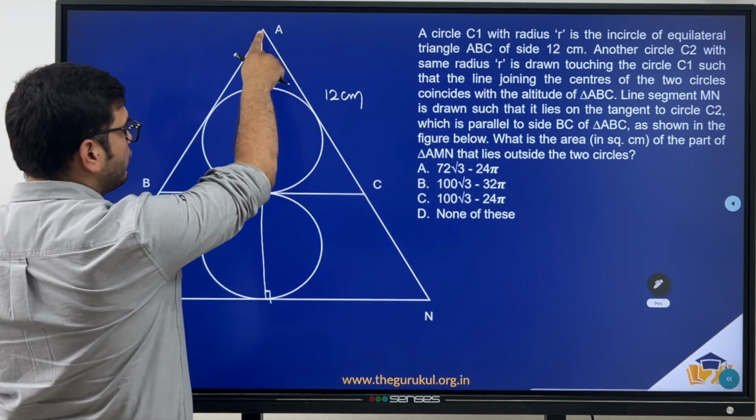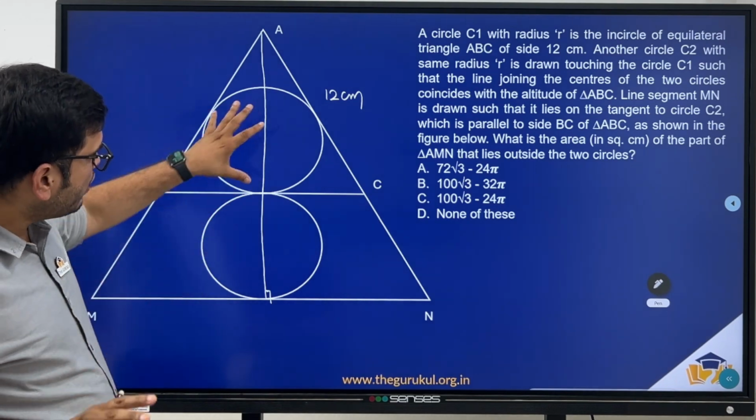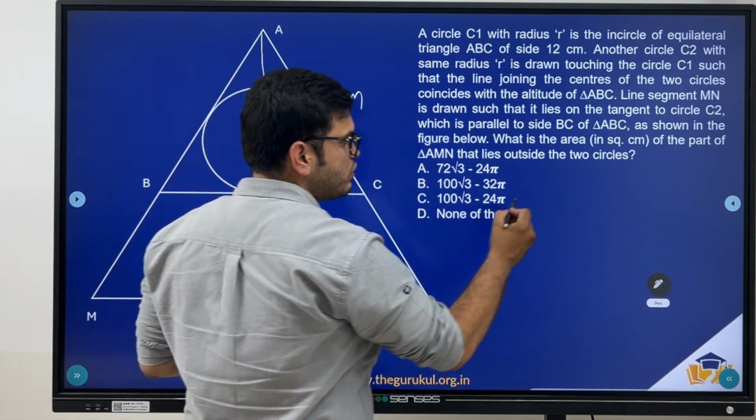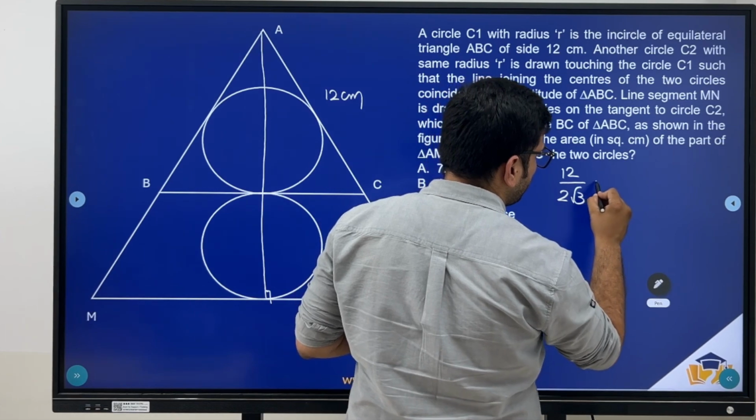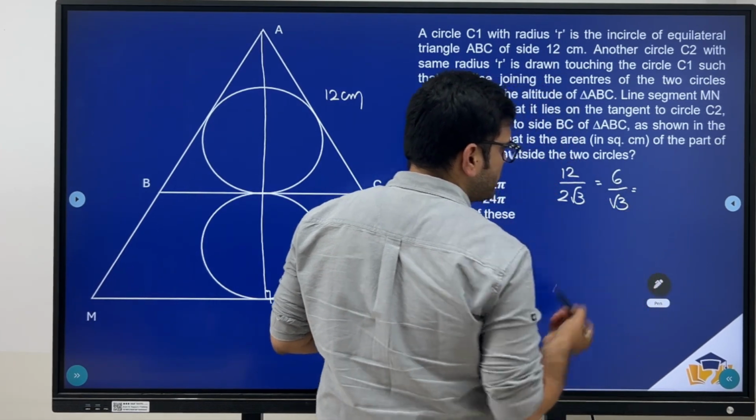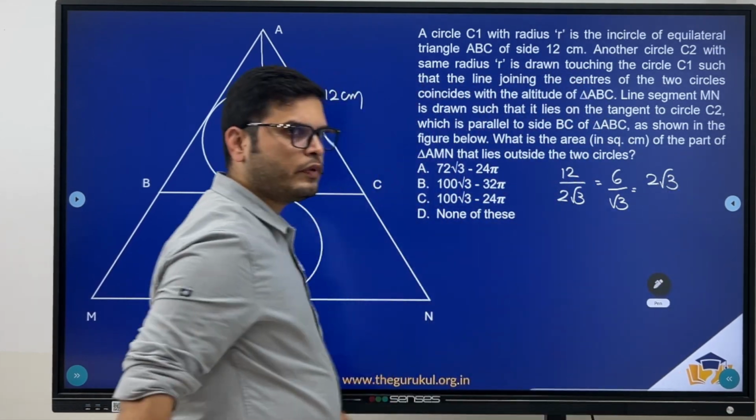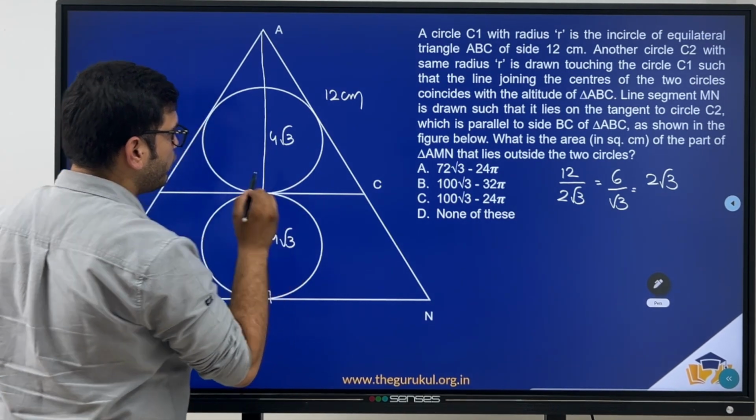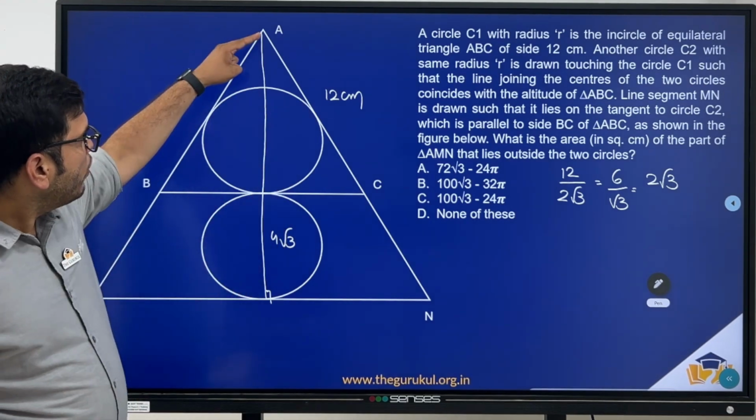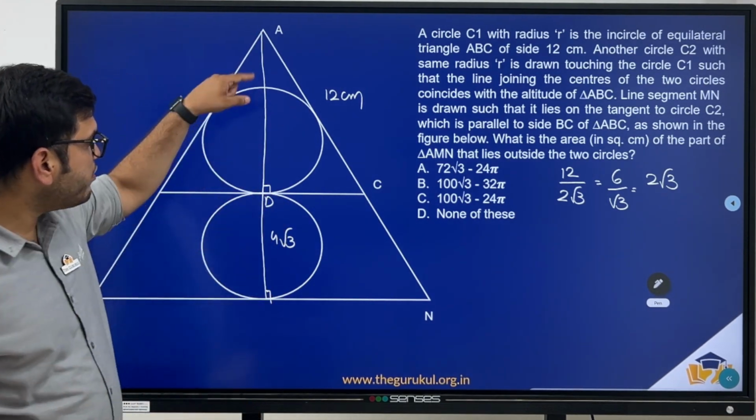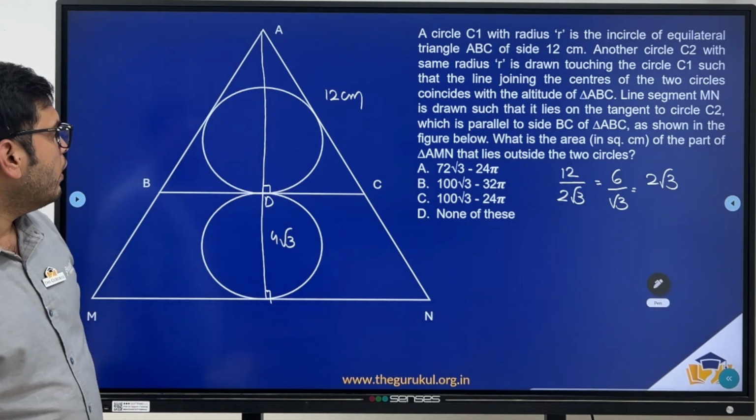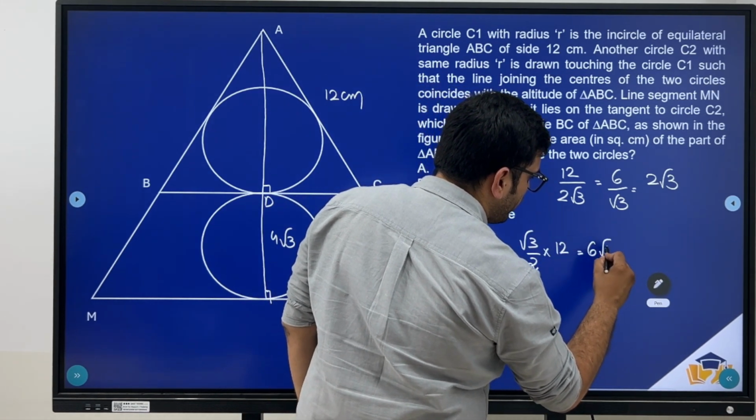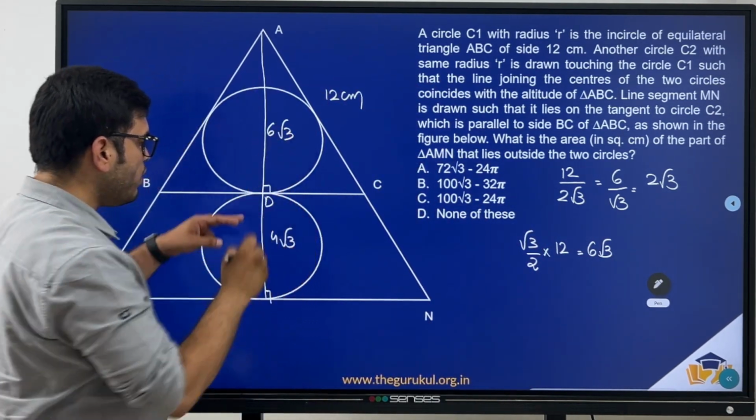Now, since we are given that the side of this equilateral triangle is 12 centimeters, and this is the incircle, we can first find the inradius of that triangle, which is 12 by 2 root 3, 6 by root 3. This can be simplified as 2 root 3. So this will be 4 root 3. Let this be point D. Now AD is nothing but the altitude of this triangle. The altitude of an equilateral triangle is root 3 by 2 into side, into 12, 6 root 3. So this distance is 6 root 3. Now this is 4 root 3.